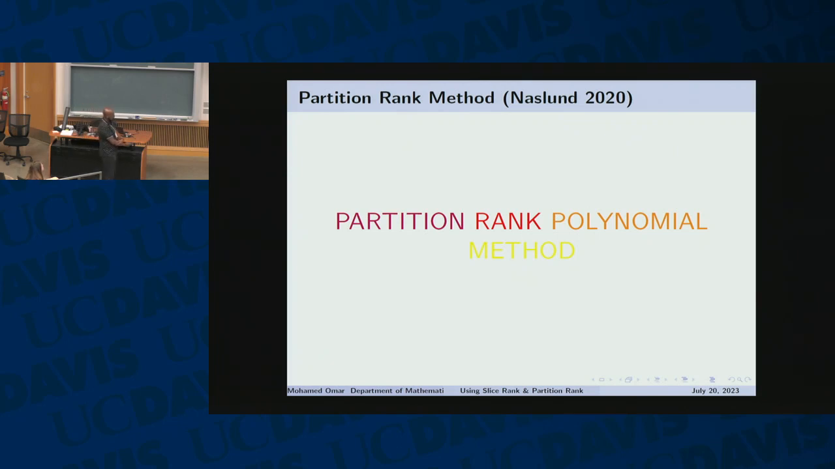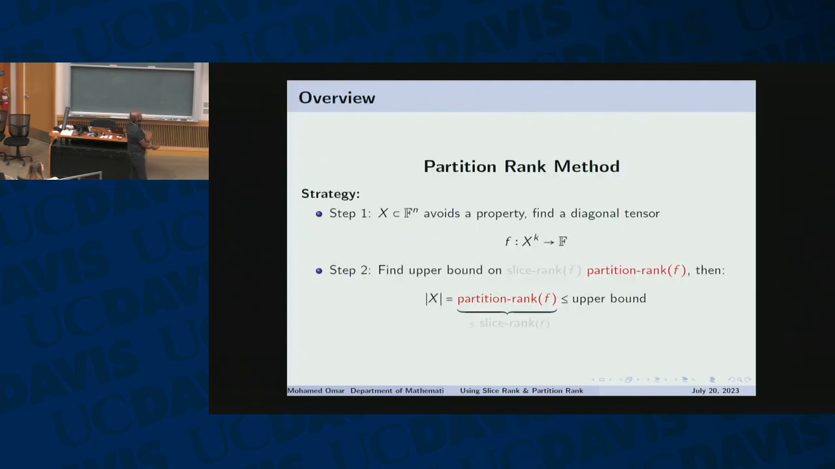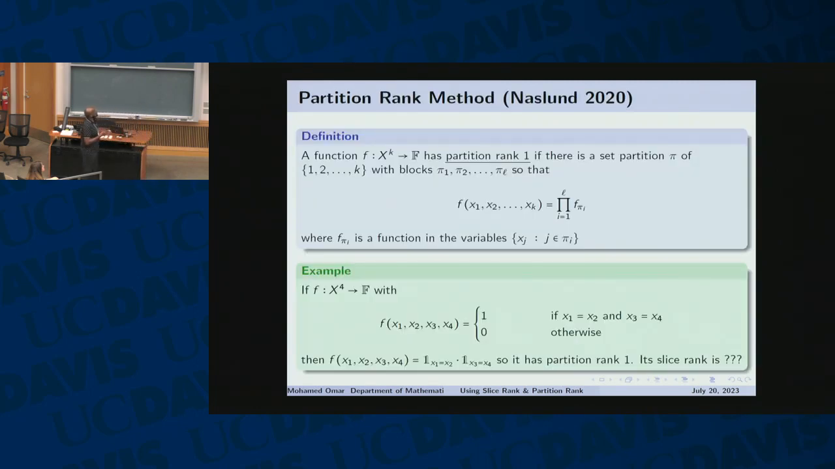He introduced this concept called partition rank, which refines the idea of slice rank. So in the second step of this process in this game, instead of thinking about slice rank, you think about this idea of partition rank, which I'll now introduce. Okay, so we'll say a function has partition rank 1 if there's a way, now instead of slicing off one variable, to partition the variables into sets of variables and write your function as a product of functions of those individual sets of variables in the way you split the variables up.